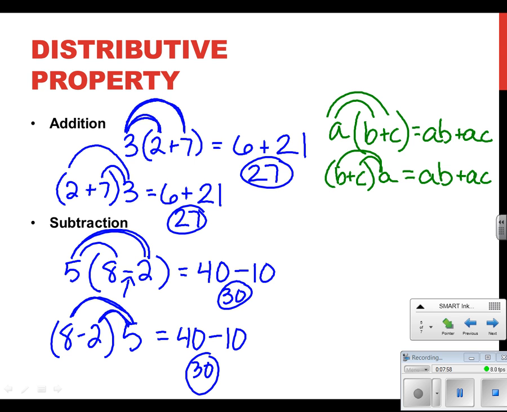Using algebra, distribute the A to the B and the C, and same as if the A was on the other side.